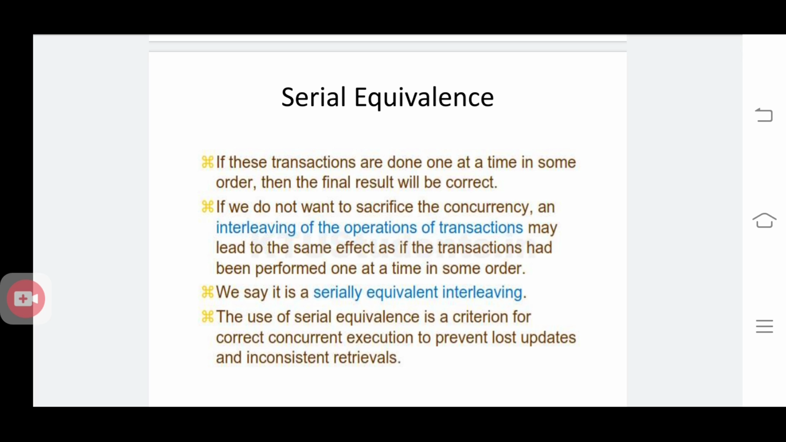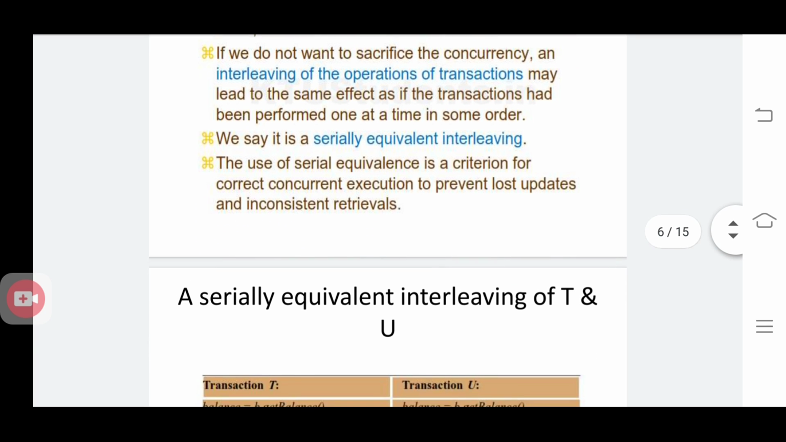So we are using some serially equivalent interleaving, that is, interleaving of operations of transactions. We are doing two transactions at the same time, but with some interleaving or order changing of the operations of the transactions. That is serially equivalent. It is not equal to a serial transaction, but it is equivalent to a serial transaction. Serial equivalence is mainly used for concurrent transactions, which can avoid the lost update problem and the inconsistent retrieval problem.